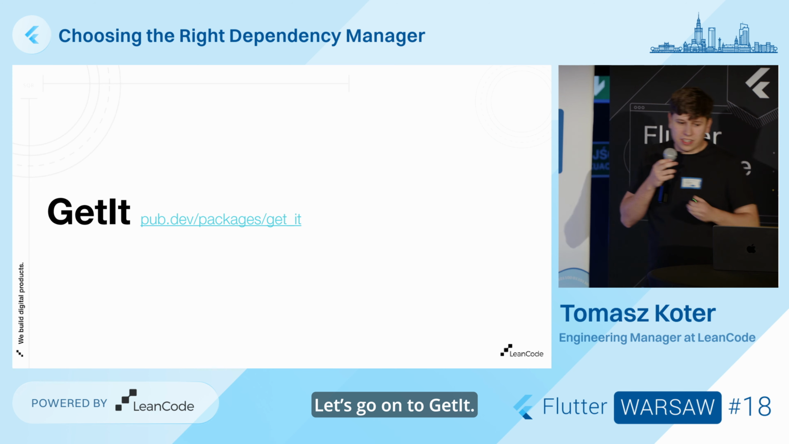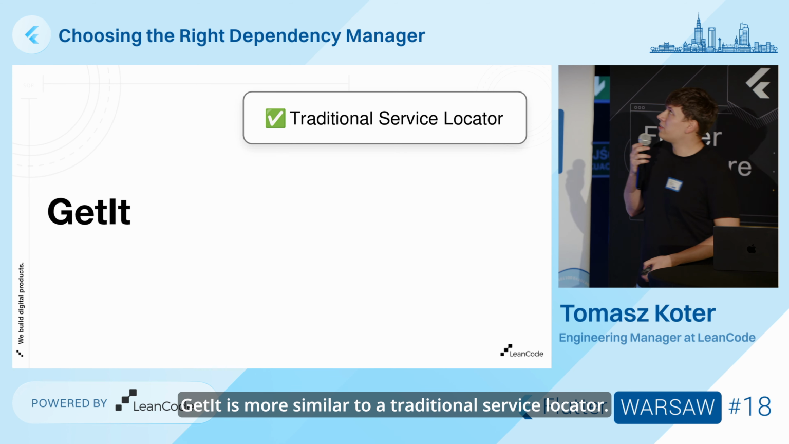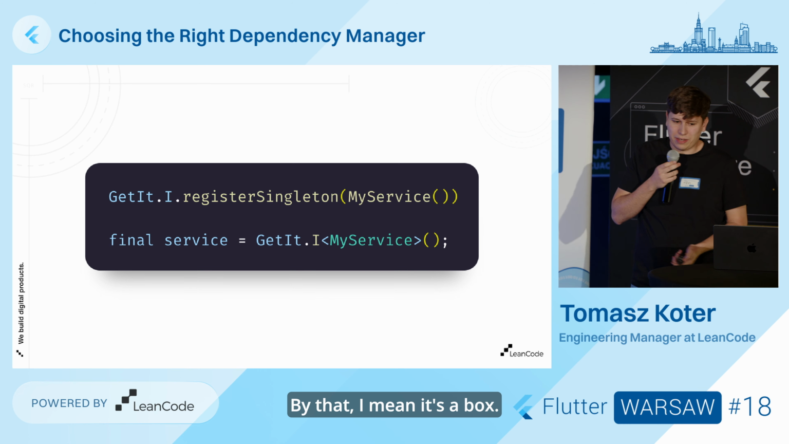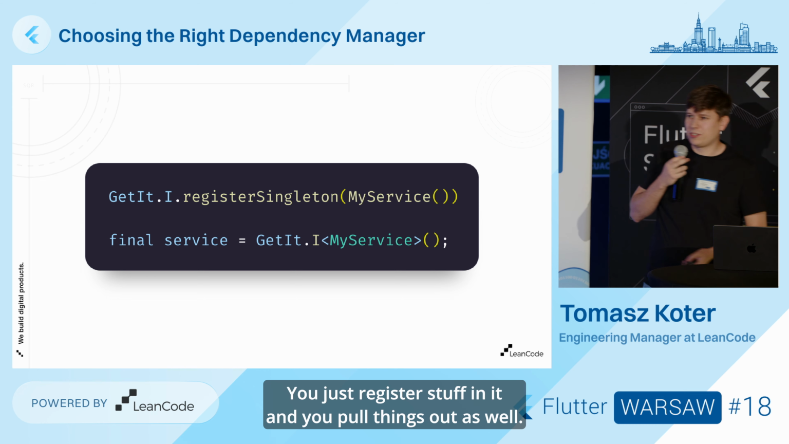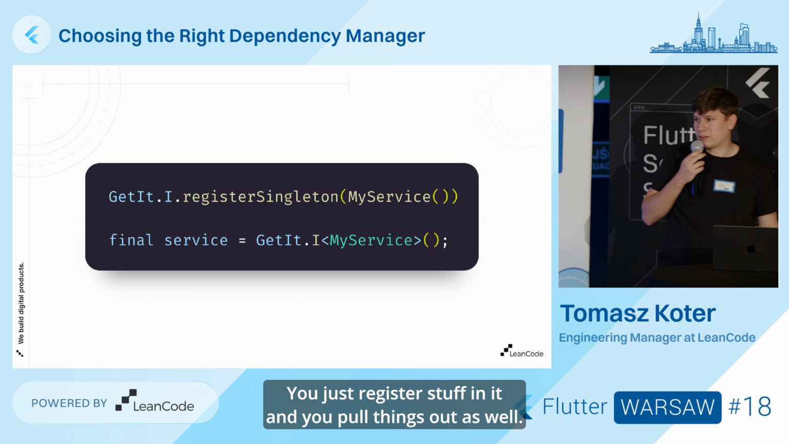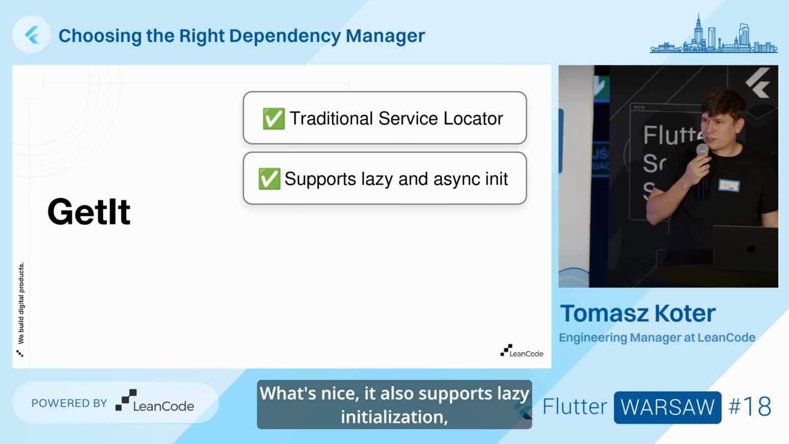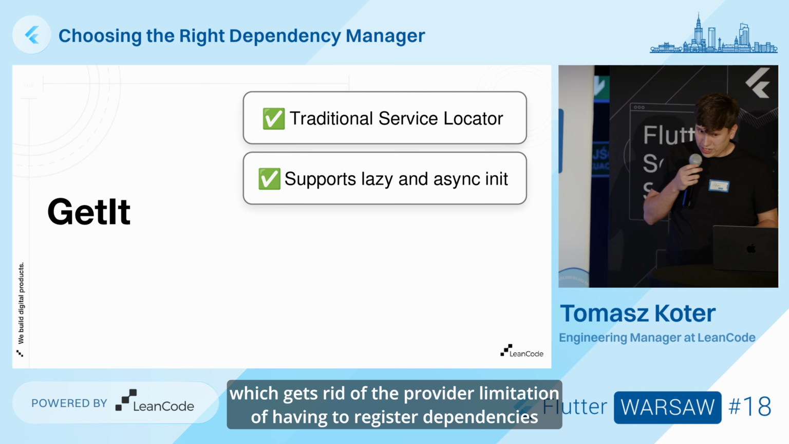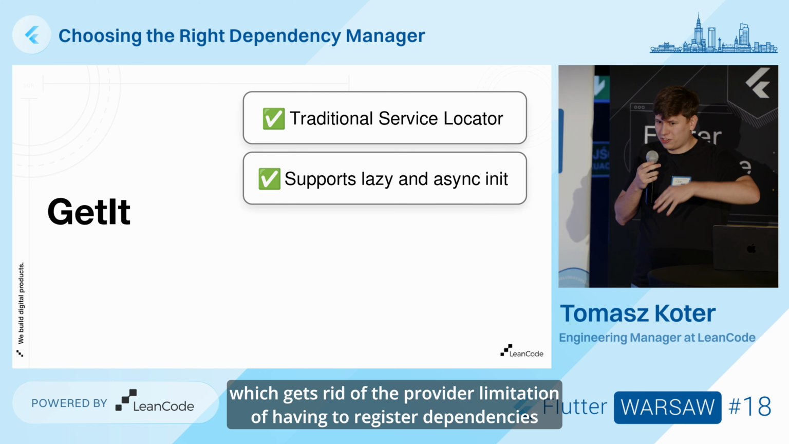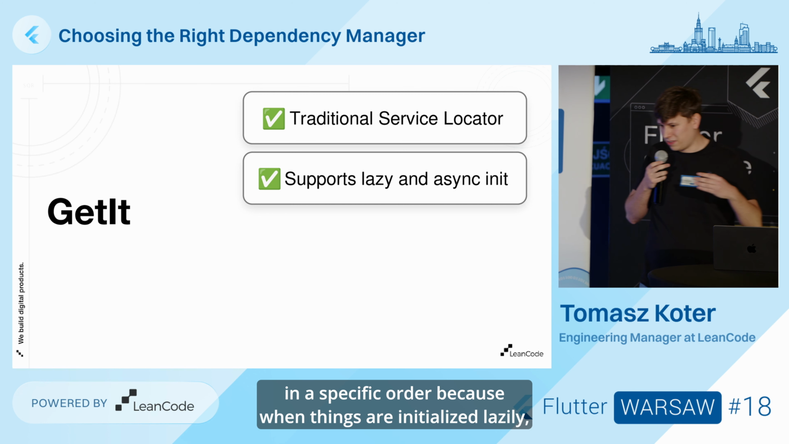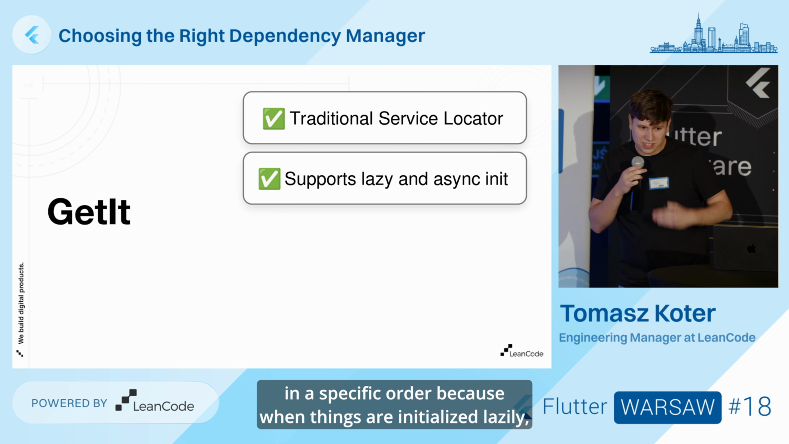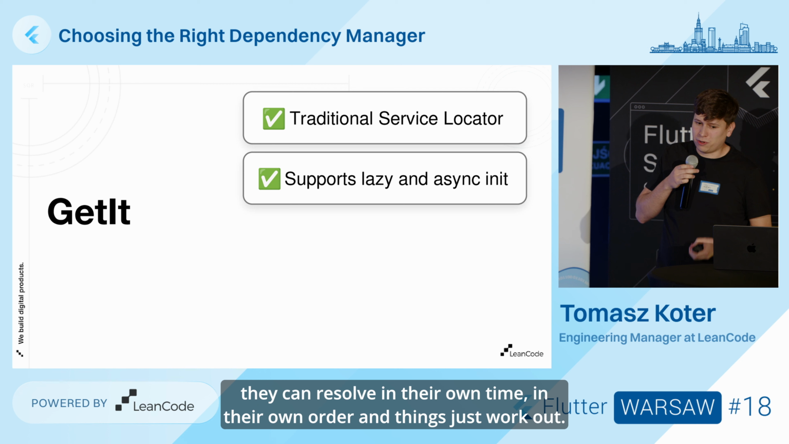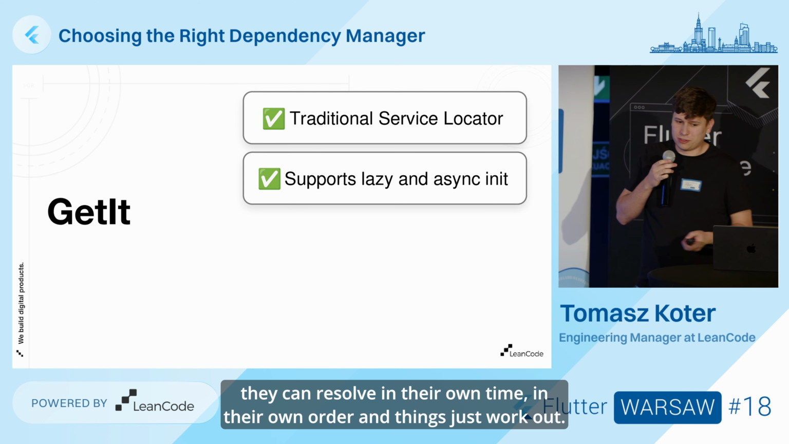So let's go on to GetIt. GetIt is more similar to a traditional service locator. By that I mean it's a box. You just register stuff in it, and you pull things out as well. What's nice, it also supports lazy initialization, which gets rid of Provider's limitation of having to register dependencies in a specific order, because when things are initialized lazily, they can resolve in their own time, in their own order, and things just work out.